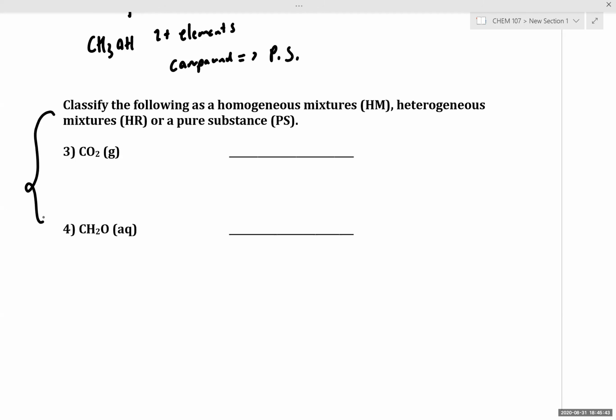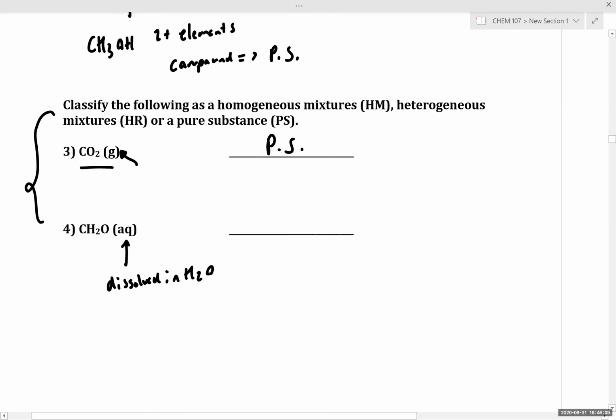So let's discuss this example. First, CO2, we look at the state symbol, we see gas, so we're not dealing with a mixture in water at least. And because carbon dioxide has 2 or more different elements, it's a compound, and as a result, it's a pure substance. Formaldehyde, we see this aqueous symbol, which means dissolved in water. And as a result, when we have the dissolved in water symbol, that means we're dealing with a solution, which is a homogeneous mixture. Does this make sense to everyone so far?